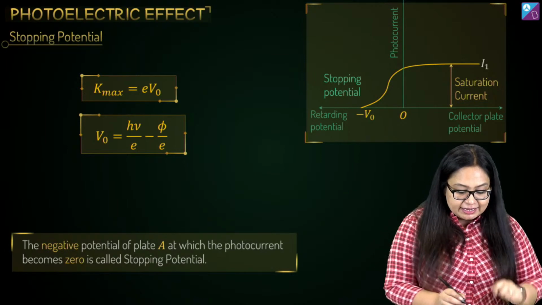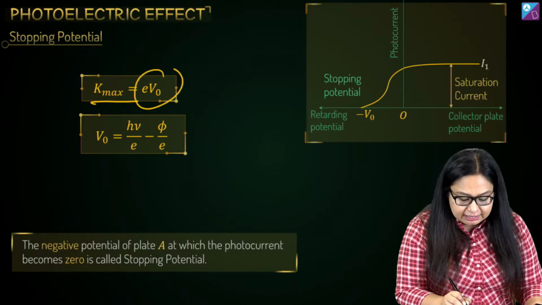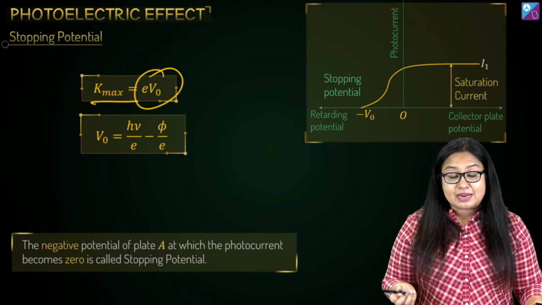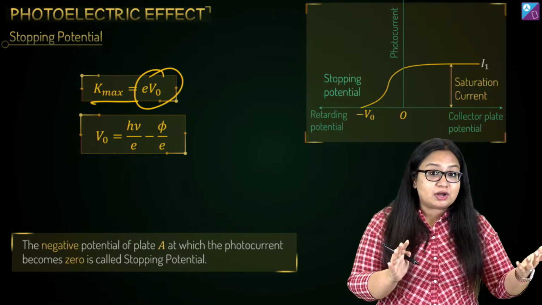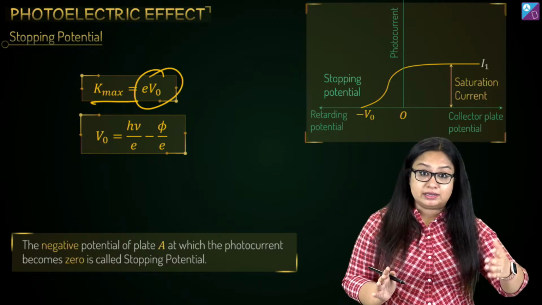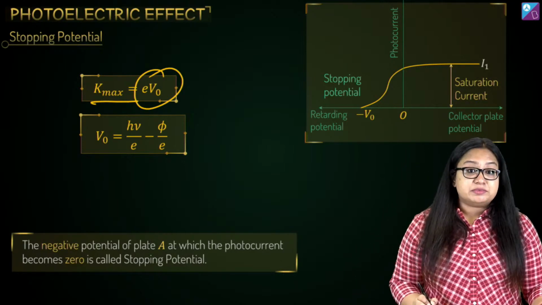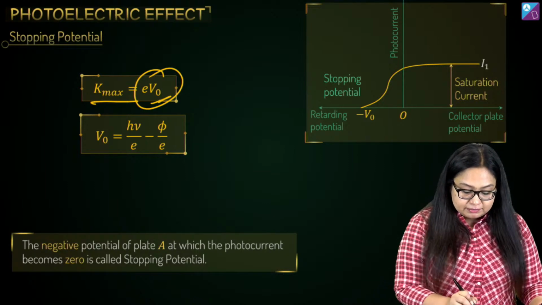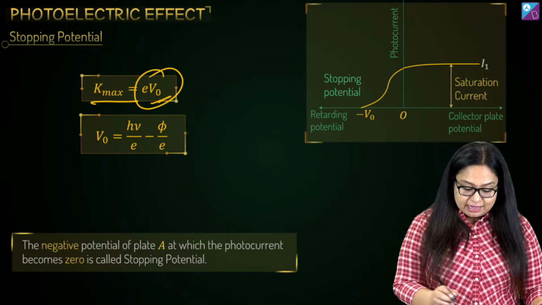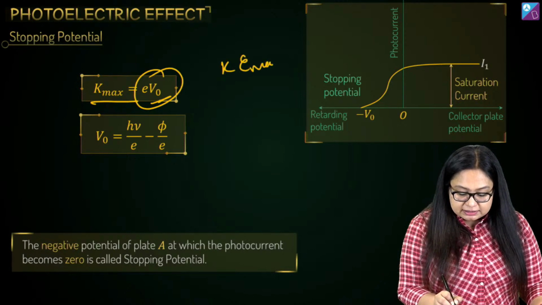Okay, so the maximum kinetic energy of the ejected photoelectron is e times V naught, right? That means if we decelerate the highest kinetic energy electron, we'll be able to decelerate all the other electrons as well. So K max is equal to e times V naught, and V naught is the stopping potential. So what is V naught then? K max divided by e. So V naught is equal to K max divided by e.